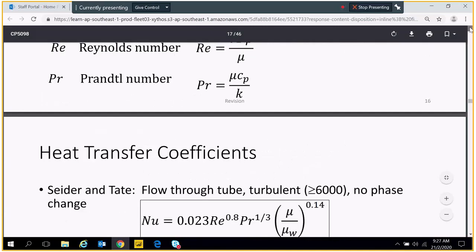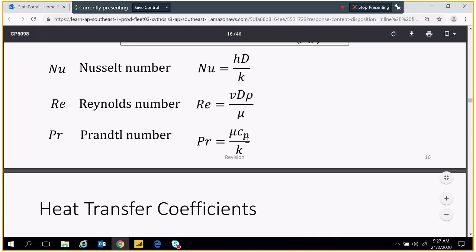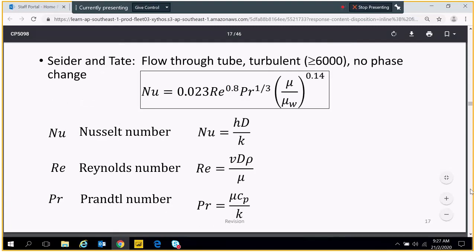And the Cp here is the specific heat capacity, in joule per kilogram per Kelvin. That's Cp. This is for turbulent flow. Again, don't memorize this. This is based on Sieder and Tate.